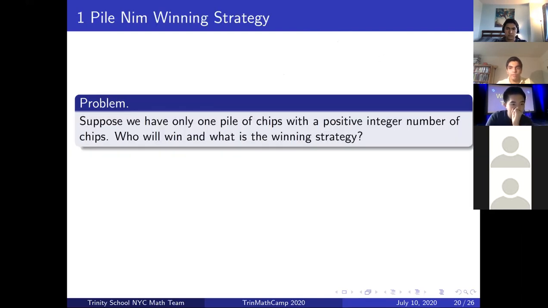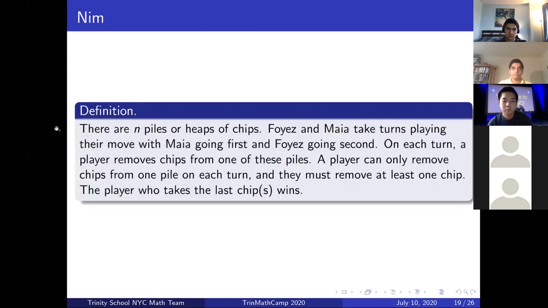So the first question is, suppose we only have one pile of chips with a positive integer number of chips. Notice that there's no limit here, so that's very important. Who will win, and what is the winning strategy? I'll give you guys 1 or 2 minutes. So we're dealing with one pile NIM. I'll go back to the definition so that you can take a look at this, and we'll go over it in a minute.